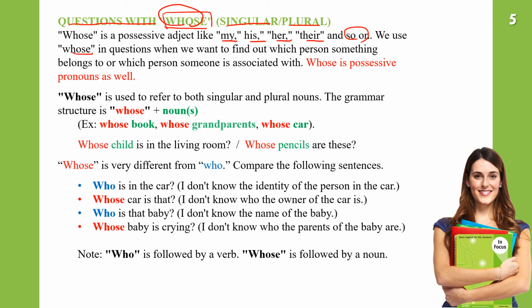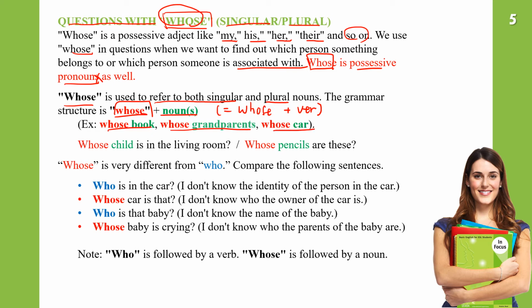We use whose in questions when we want to find out which person something belongs to or which person someone is associated with. But as I have told you, whose is possessive pronoun as well. Okay? Whose is used to refer to both singular and plural nouns. The grammar structure is whose plus noun, or just whose plus verb. Okay?